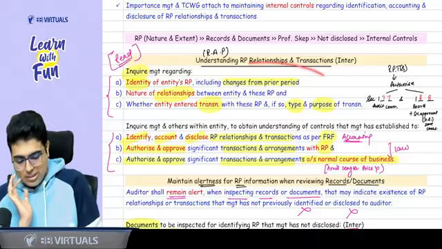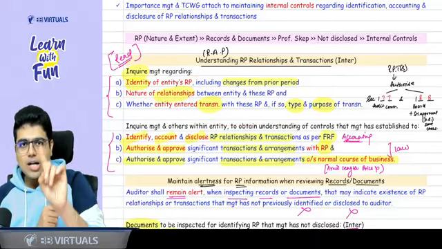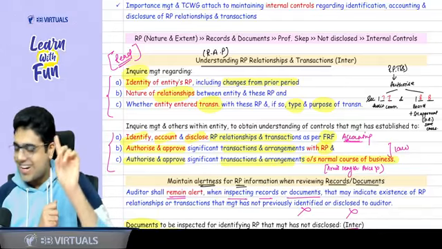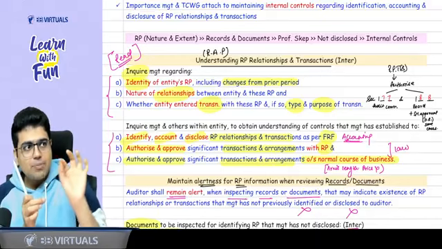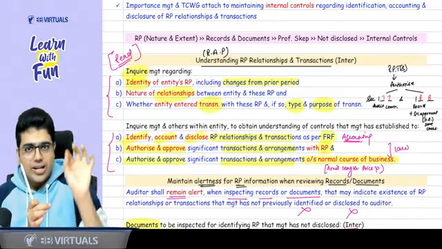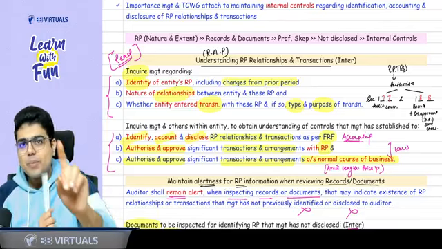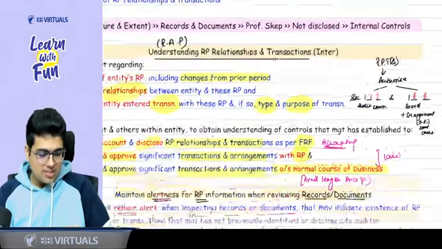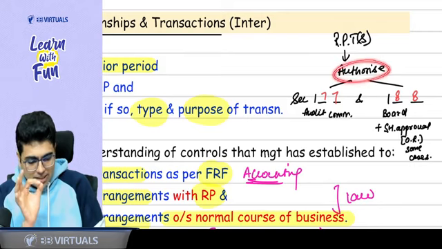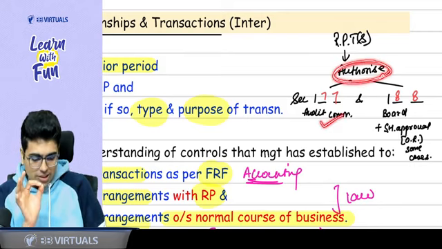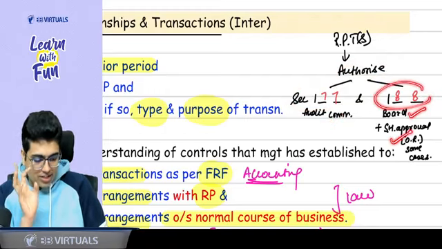Okay, sir. Once you have done this, the major focus is accounts and law. Accounts and law means as per accounts, related party transactions are properly accounted and disclosed. As per law, these transactions are properly authorized. We have studied in section 177 and 188 that related party transactions need to be authorized by audit committee under 177, board and shareholder approval under 188.